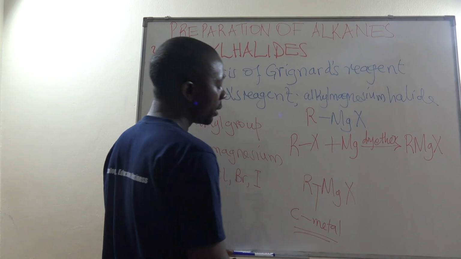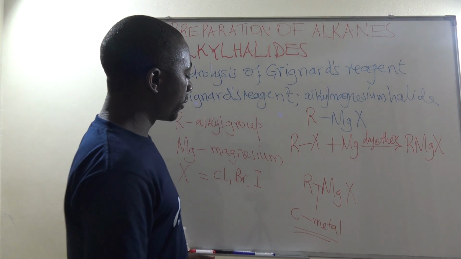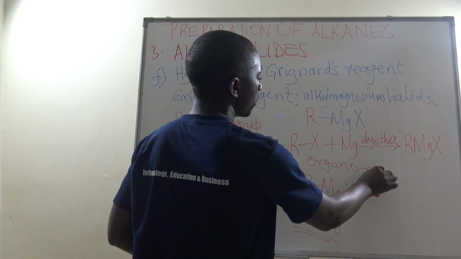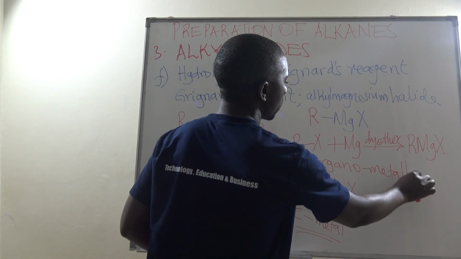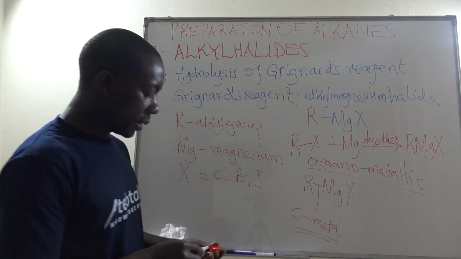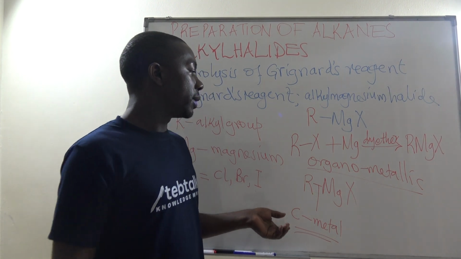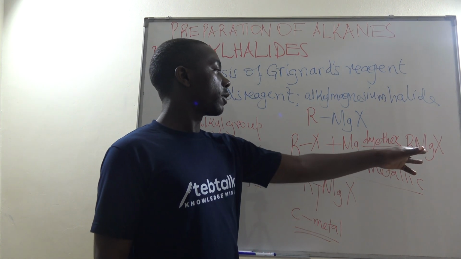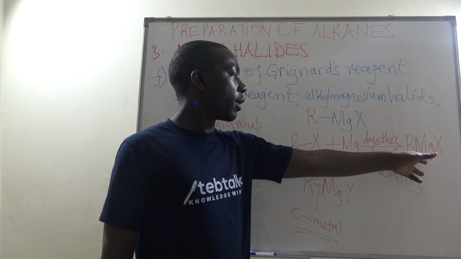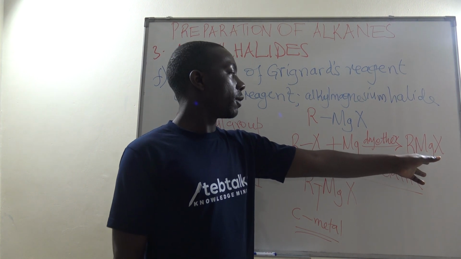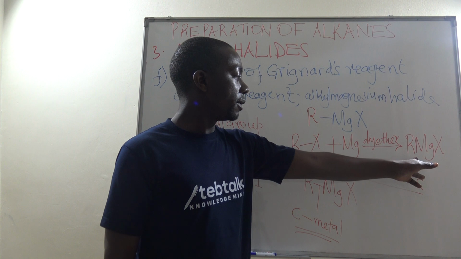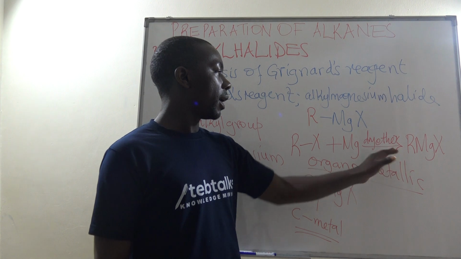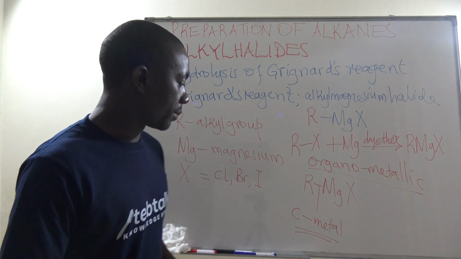The bond formed is a bond between a carbon and a metal, so in advanced chemistry we call it an organometallic. An organometallic is simply a bond between an organic compound and a metallic element. Grignard's reagent is an example of an organometallic compound, and it is so useful because it is one of the methods helping us prepare organometallic compounds.